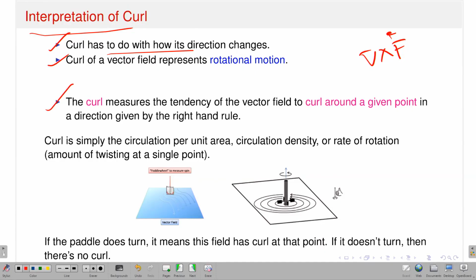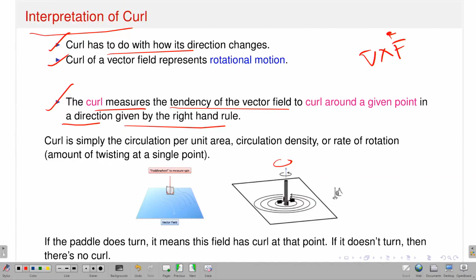The third one is that the curl measures the tendency of the vector field to curl around a given point, in a direction given by the right hand rule. What is the right hand rule? Look at this one, suppose this is the direction. You put your fingers along the direction of rotation, and the thumb pointing upwards gives the direction of the curl. That is the right hand rule.